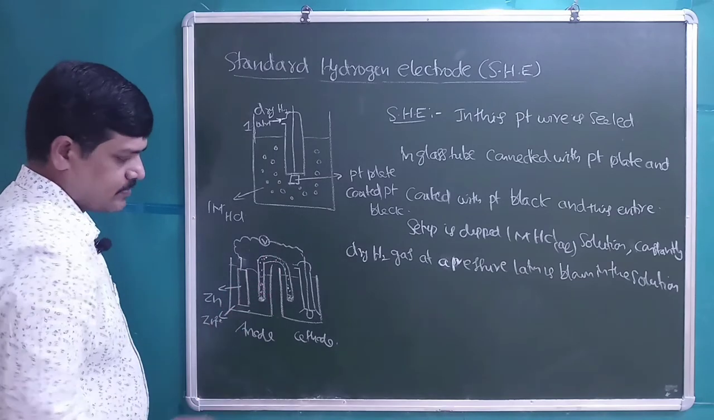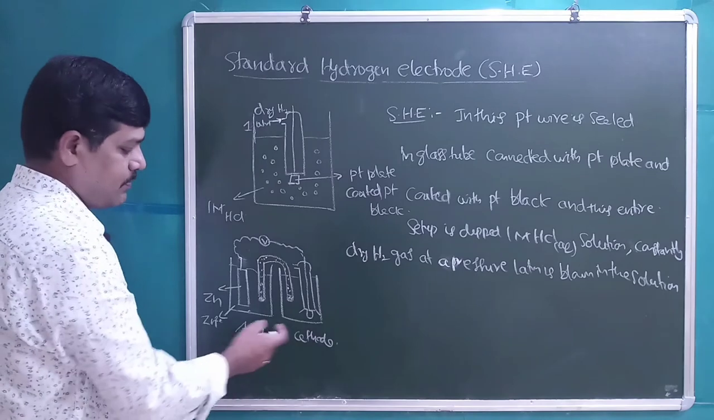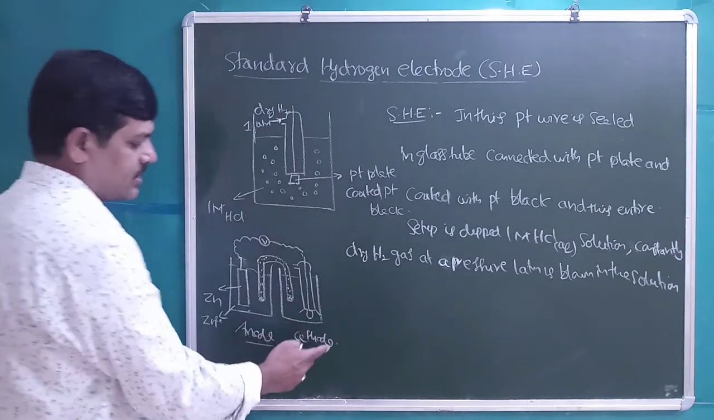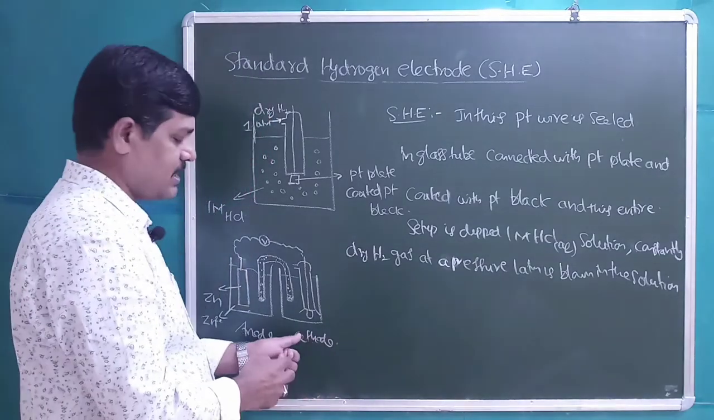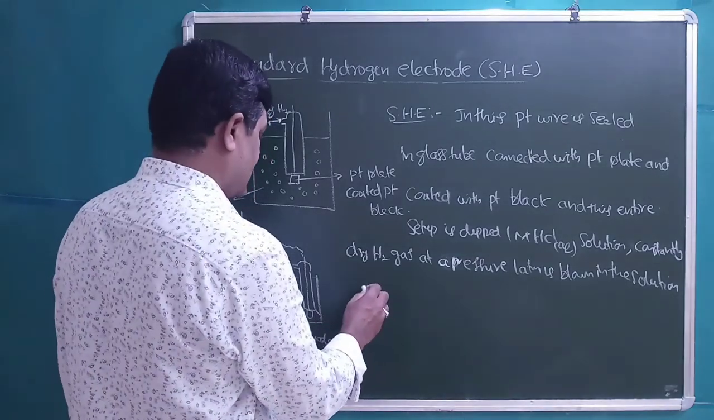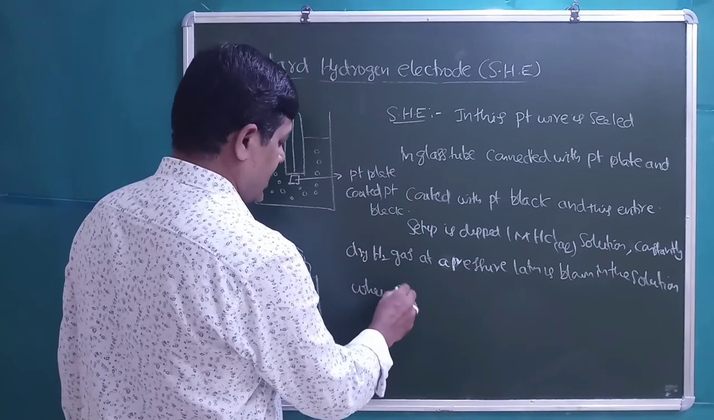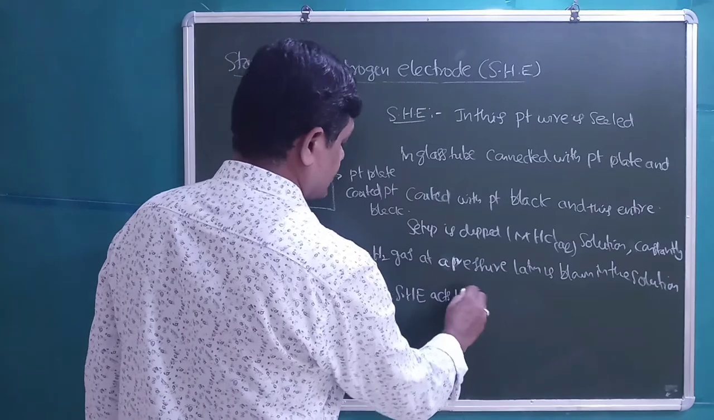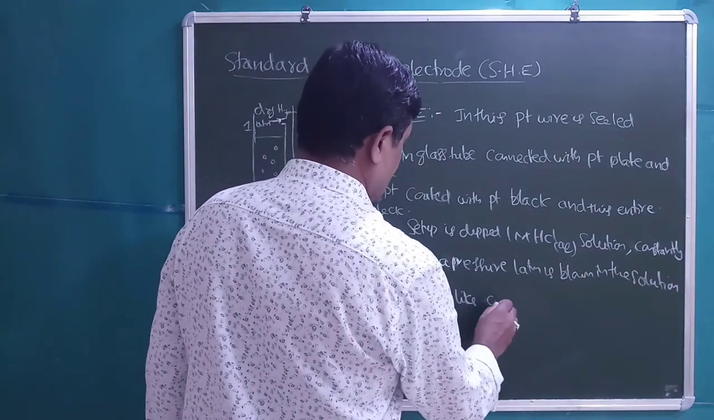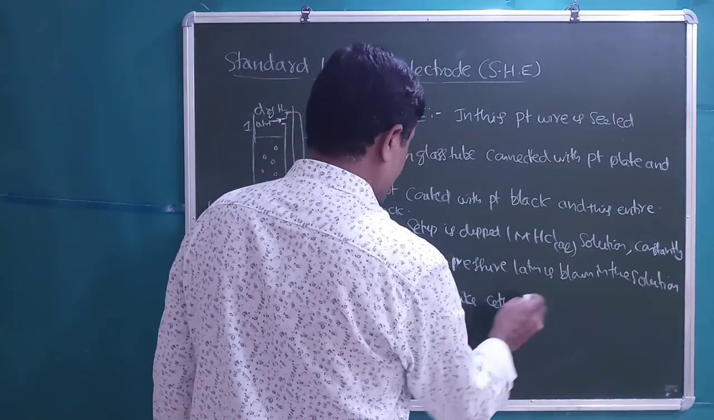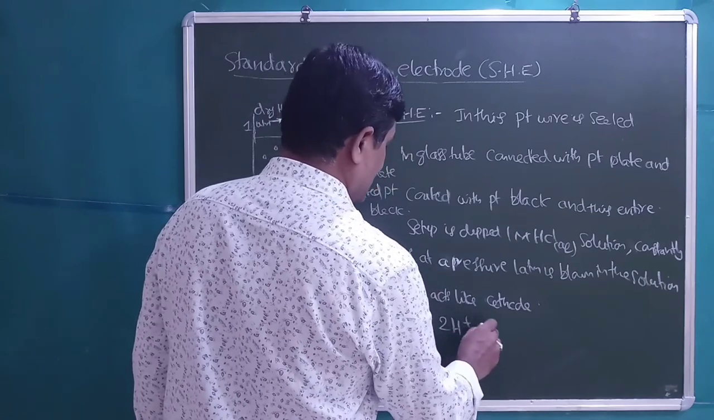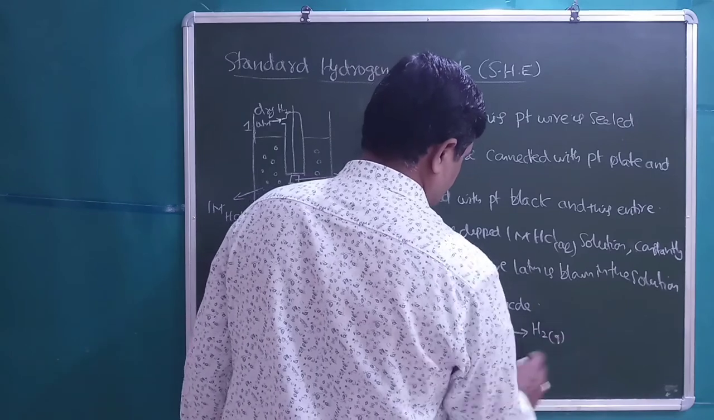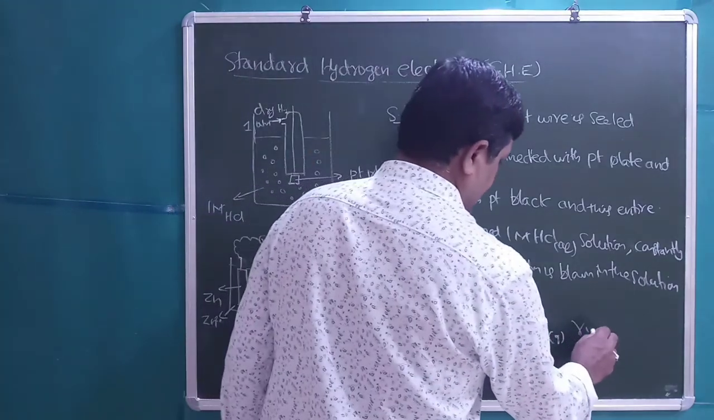When the standard hydrogen electrode is coupled with an electrode which is more reactive than hydrogen, the standard hydrogen electrode will act like a cathode. Then the reaction taking place when SHE acts as cathode is 2H+ + 2 electrons gives H2 gas. Gain of electrons is reduction.